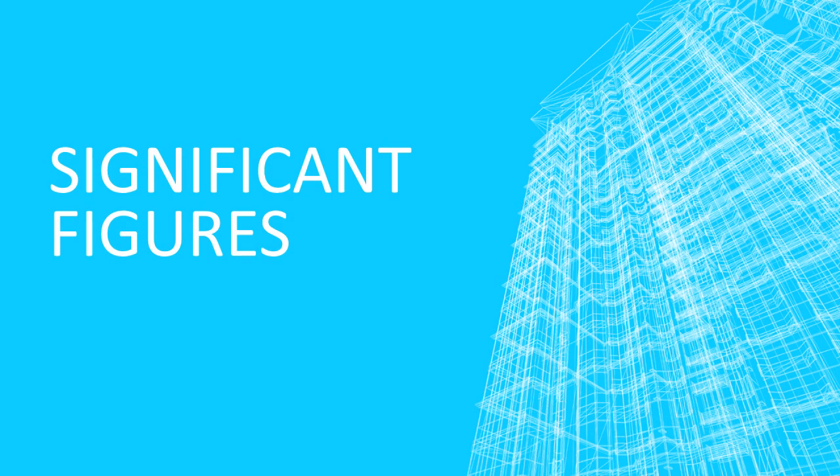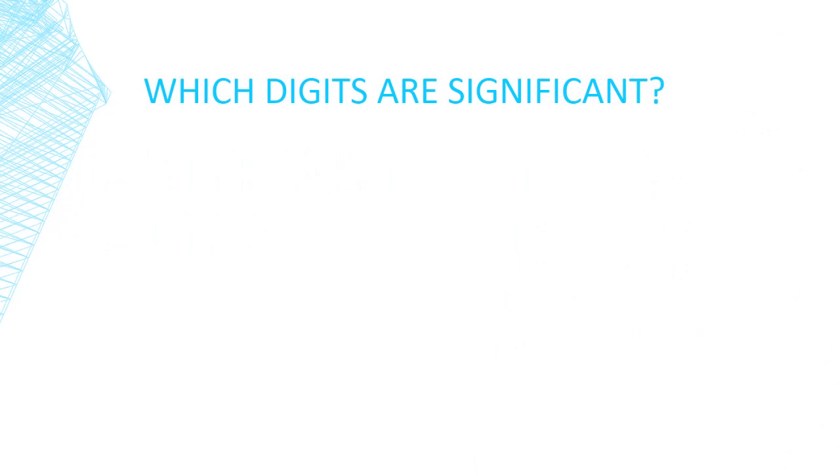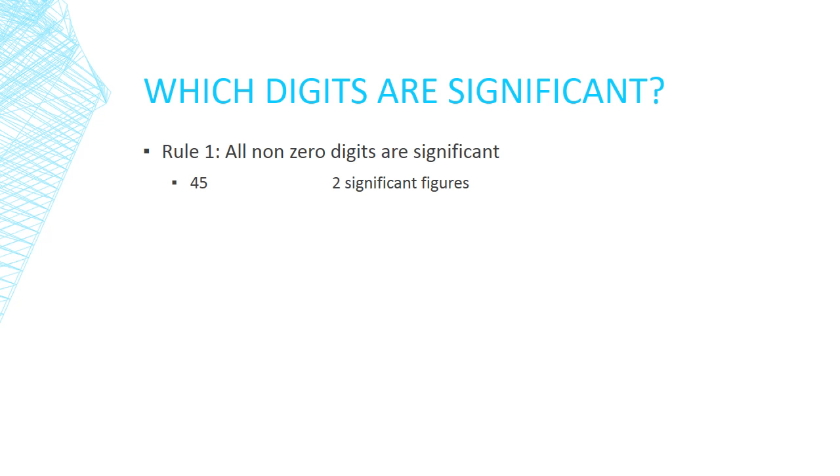Significant figures. So now we know that not every single digit in a number is significant. So let's talk about the rules. First rule, all non-zero digits are significant. So basically any number 1 through 9 counts as a significant digit.